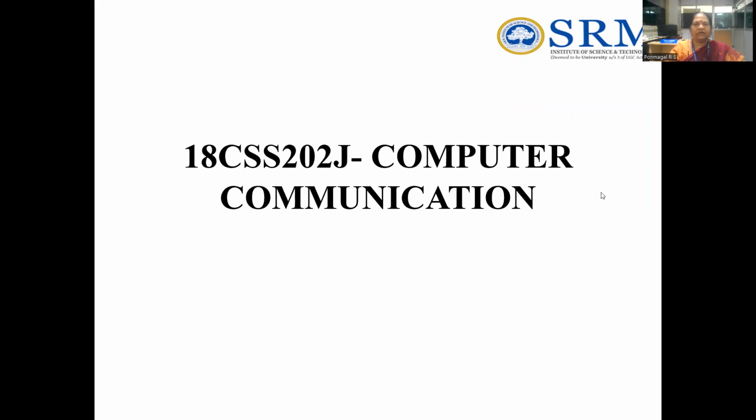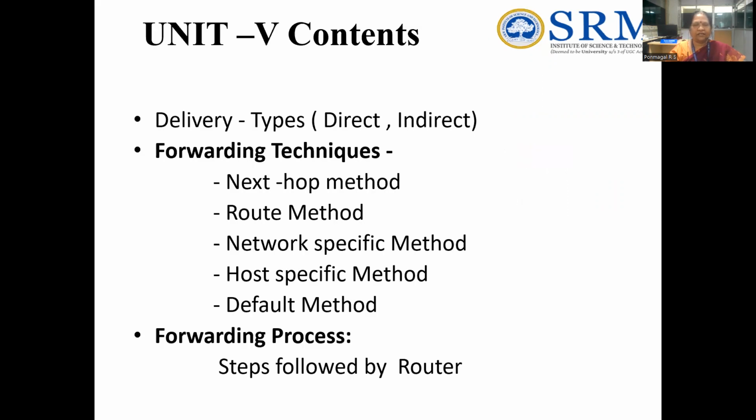So good afternoon, everyone. Today we are going to see about forwarding techniques and forwarding process. The forwarding techniques are next hop method, route method, network specific method, host specific method, and default method. We'll see them one by one in detail.